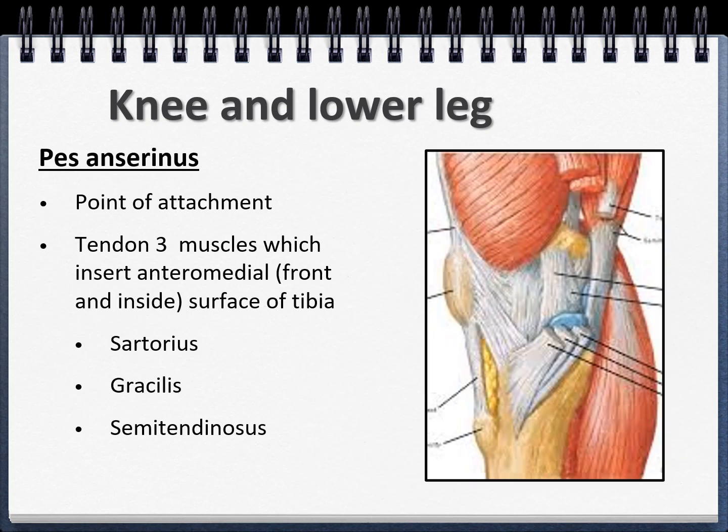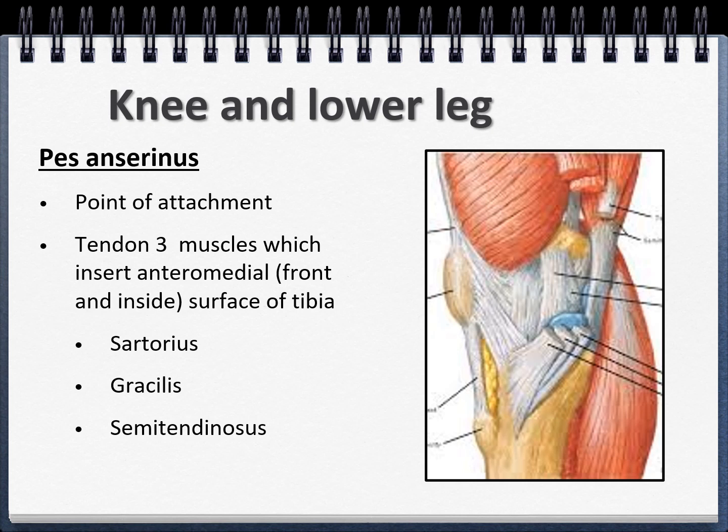Pes anserinus. This is the point of attachment which can be found below the knee, and it's where the three muscles, the sartorius, the gracilis, semitendinosus, attach to the anterior-medial surface of the tibia. So you can actually feel it. It's on the medial side, just below the knee, and if you palpate it or friction the top of it, it's often very tender.